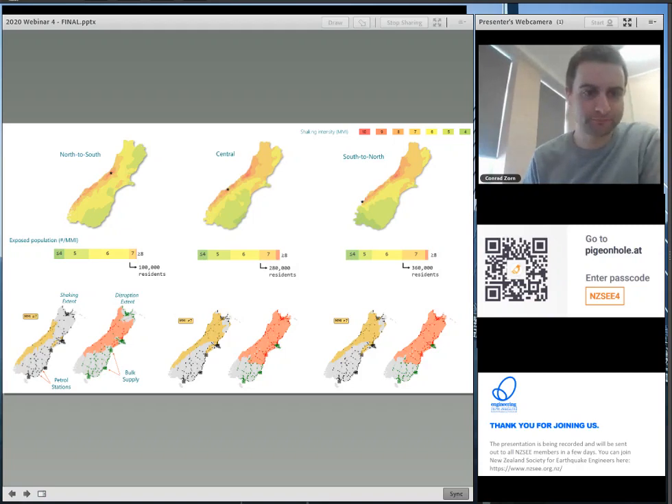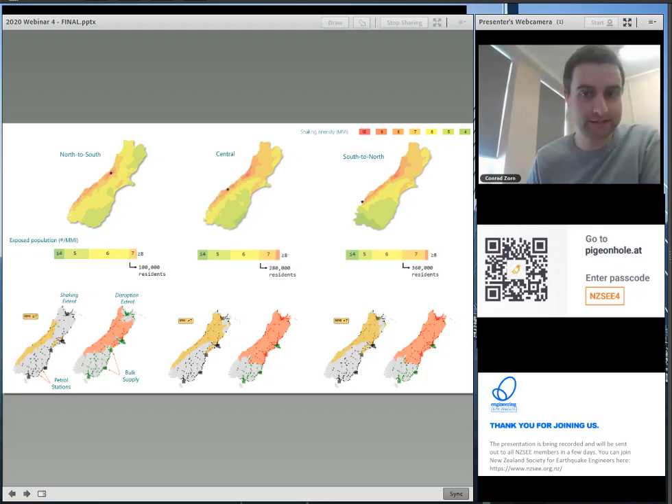But in doing so, we can see simple things like the exposed population, how much that changes depending on where this epicenter is. 100,000 in that north to south scenario, moving up more and more, so up to 360,000 above a shaking intensity of level 7. So 3.6 times more people, depending on where this is. So we've got a huge range of different situations to plan for here. Population is quite an easy one when we start looking at the infrastructure networks themselves.